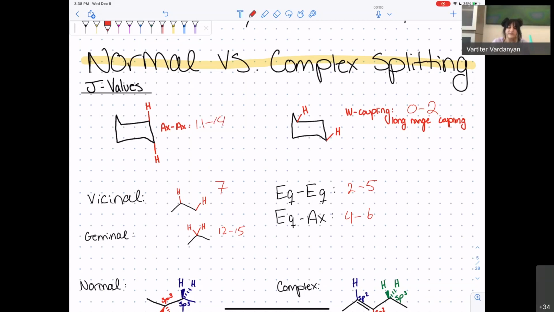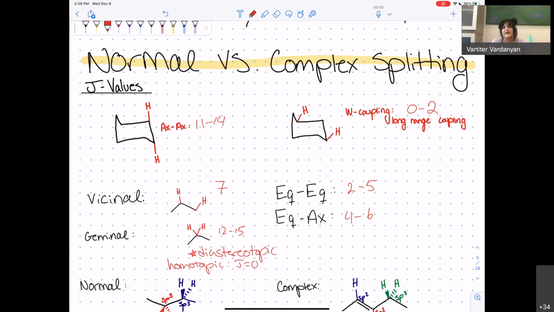And I do want to make a distinction. Some people were upset with me because of something that I said about geminal coupling, and then people got it wrong on their exam. So I do want to tell you: geminal coupling only has a J value when they're diastereotopic. If those two hydrogens are homotopic, the J value equals 0. So it is only 12 to 15 if they are diastereotopic.